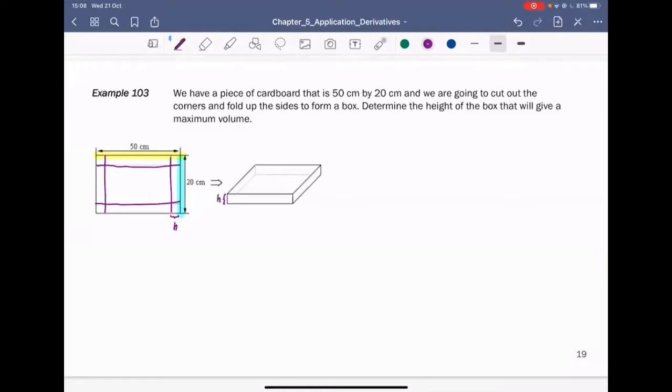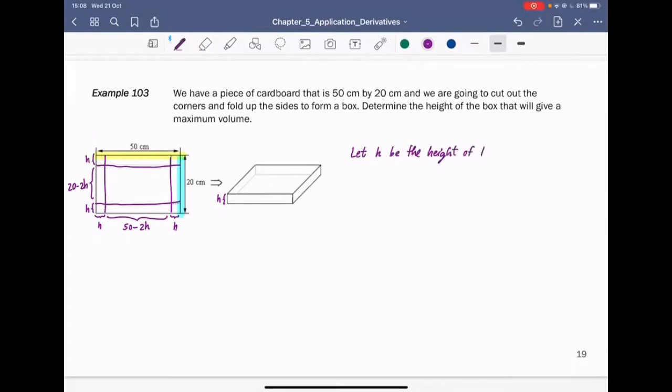Just the height. If I cut off h and h at the 2 corners, then in the middle I'm going to have 50 minus 2h. And if I cut out h on this side and h on this side, then in the middle I'm going to have 20 minus 2h.